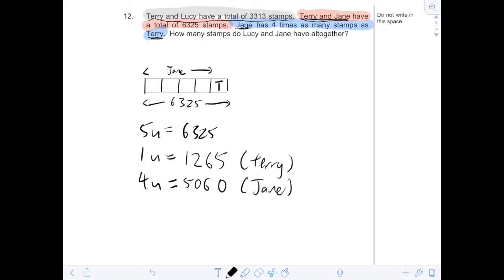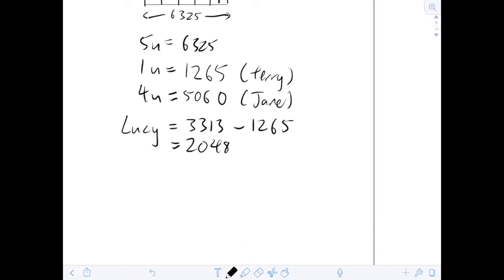Alright, and now you're looking at Lucy. From the gray part, you see that Lucy is actually equal to the total of Lucy plus Terry, minus what Terry has. So this will be equal to 3313 minus 1265. Okay, this will give me 2048. Right, now we got Lucy, we got Jane.